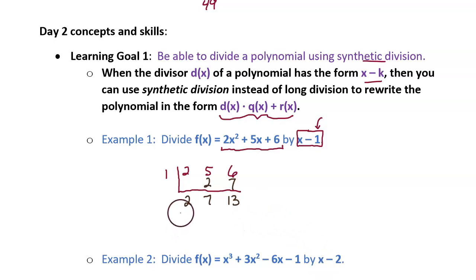Now that we've got this list of numbers written down, we need to interpret our results. The very last number is our remainder. Then these two numbers together end up being the coefficients of our quotient.